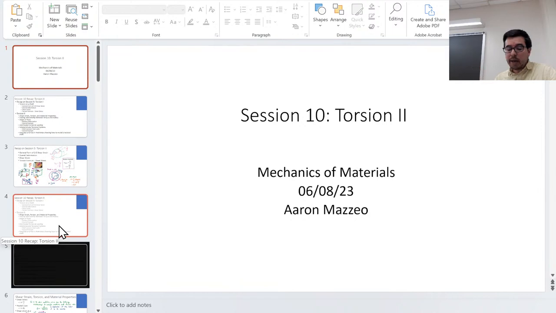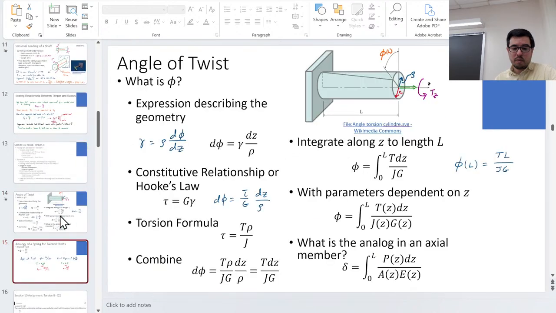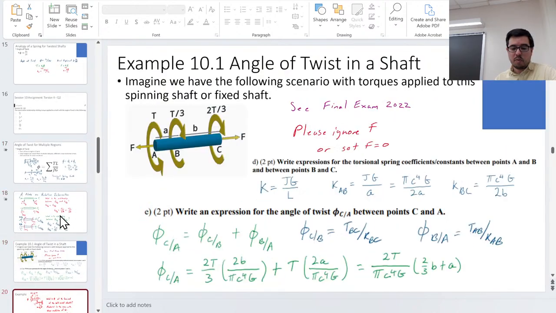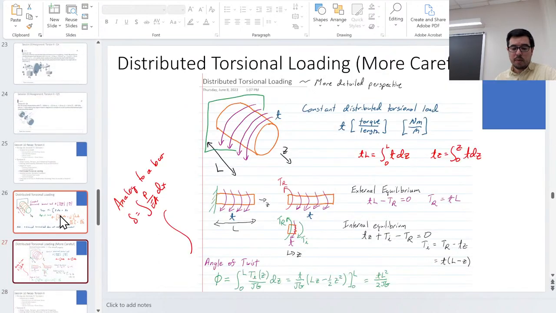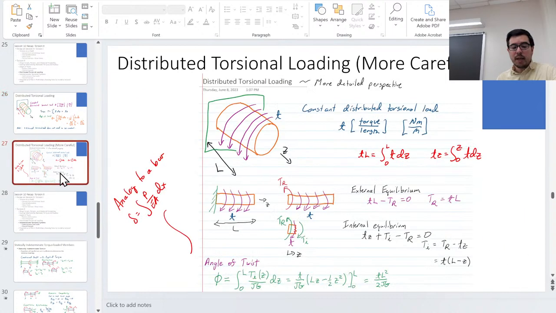we said there is a more careful technique for handling this. And that was this. If you have a distributed load, this has units of newton meters per meter, and you have this distributed torque along it. Yes, the resulting phi is equal to TL squared over 2JG, but I was looking at it, and I think it's important to be a little more careful here.